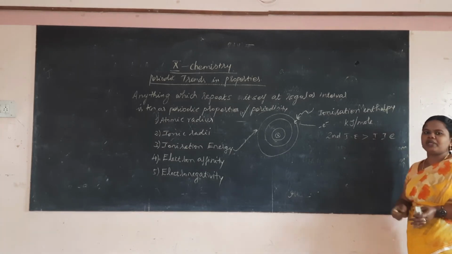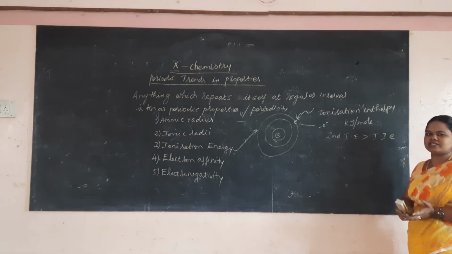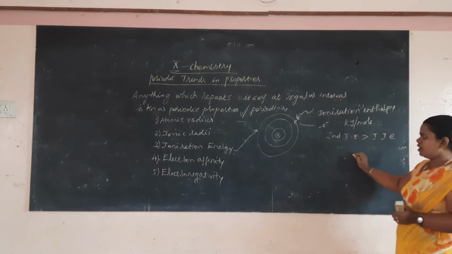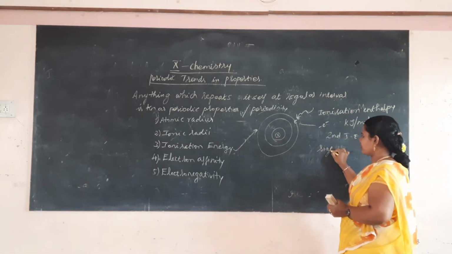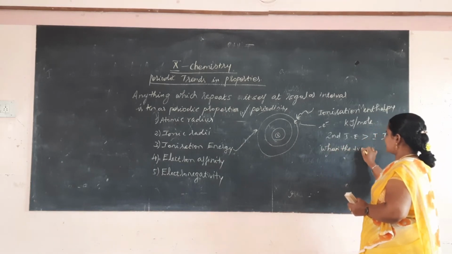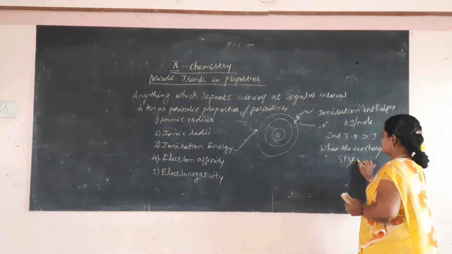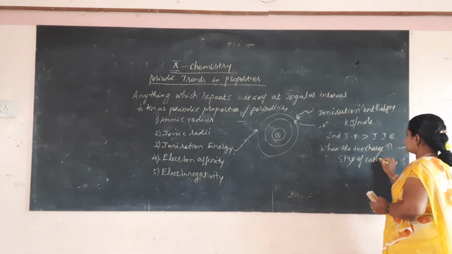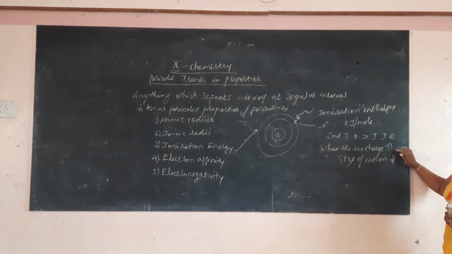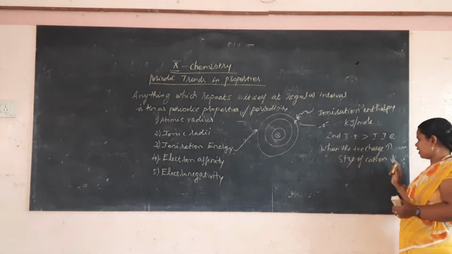So what about the periodic trend? How does the ionization energy increase or decrease in a period? Here you have to remember, when the positive charge increases, the size of the cation decreases. What is this positive charge? When it loses an electron, the size will shrink. So the size of the cation will naturally decrease. So when the positive charge increases, the size of the cation decreases.